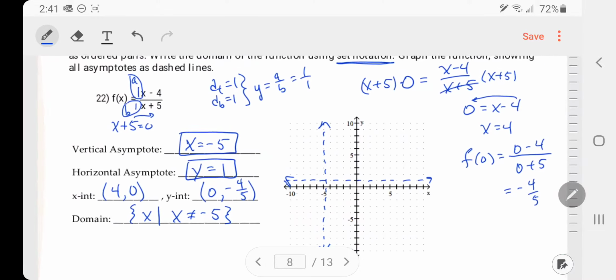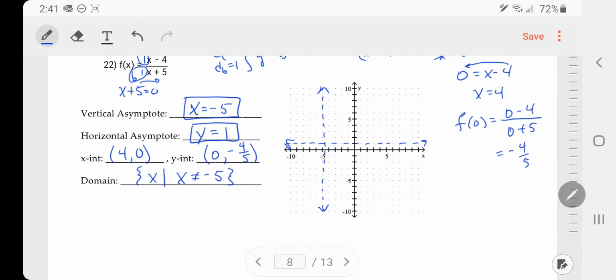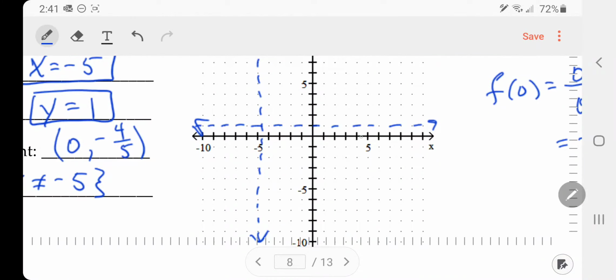And what else do they... Let's read the instructions one more time, okay? We've got the vertical and horizontal asymptotes. We've got the x and y intercepts as ordered pairs. We've got the domain in set notation. Okay, the only thing I need to do is graph. All right, so the x-intercept is at 4. The y-intercept is at -4/5.